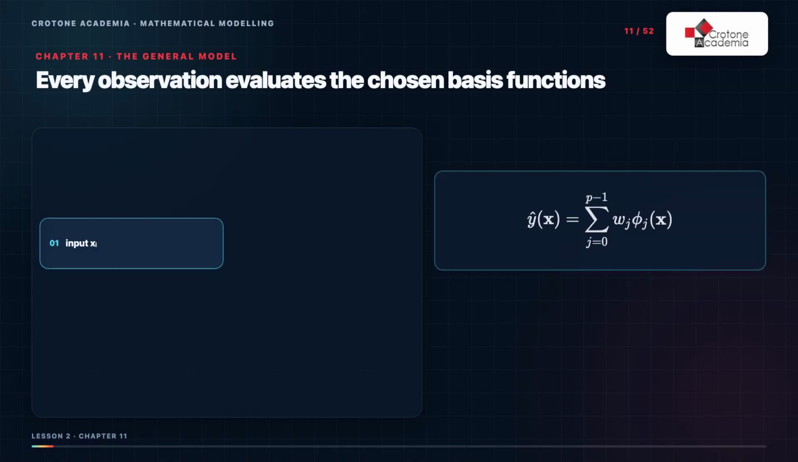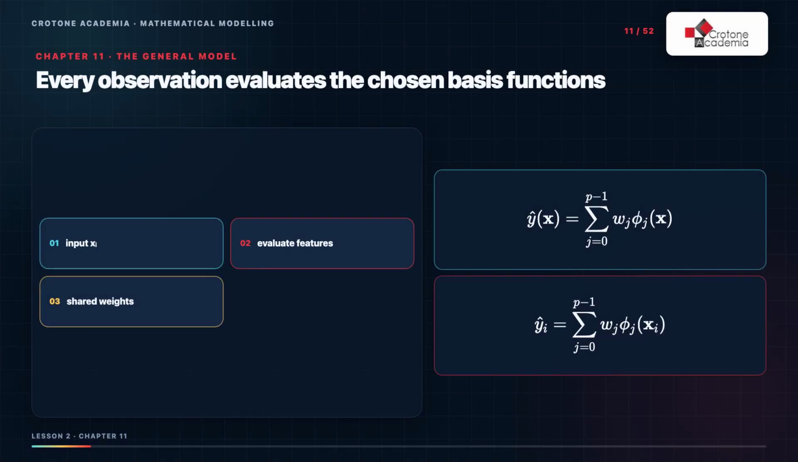Return now to the general model from lesson 1. Y hat of x equals the sum from j equals 0 to p minus 1 of w sub j times phi sub j of x. For observation i, we evaluate every chosen basis function at x sub i. Those evaluated numbers form one feature row. The weights remain shared across all observations.